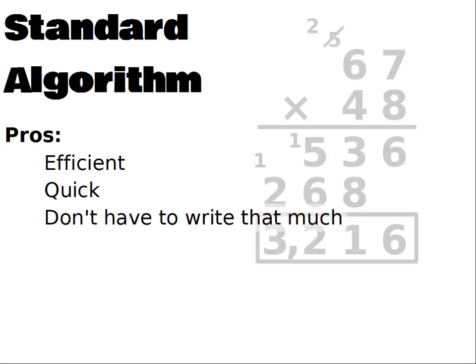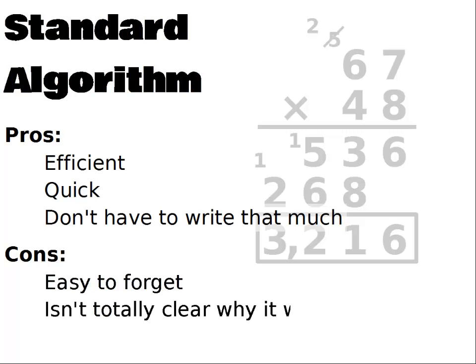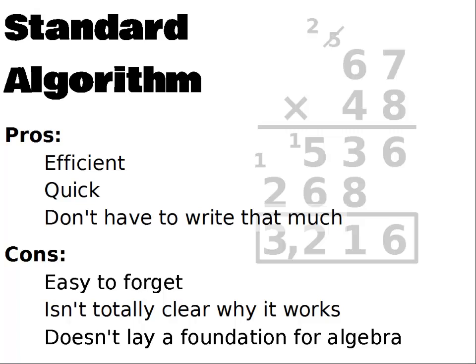Hooray! Now, the standard algorithm also has some cons. First, this is an algorithm that's easy to forget. So many times as a math teacher, I see students forget to shift over that second row or the third row, or they forget what they're supposed to multiply. It's not very clear why this works. I'll bet if you thought about it, you'd have to think a little while about why this actually worked to multiply these. And it doesn't really lay a foundation for algebra.